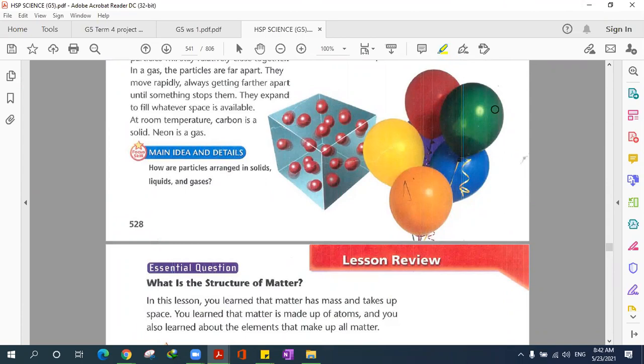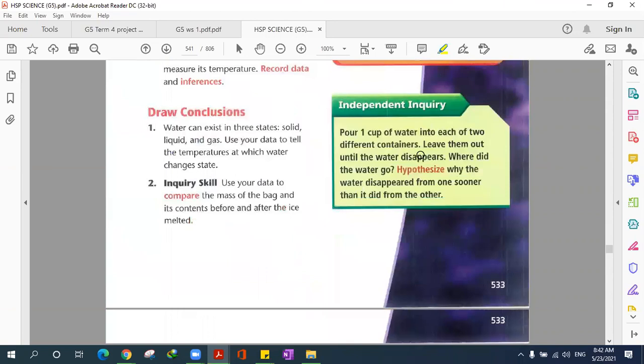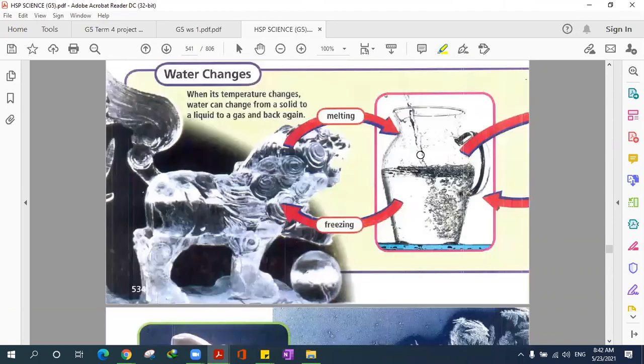Next time, we'll start a new lesson talking about physical changes. I know you know this part. Physical changes are changes like melting and freezing. Do you think water vapor is not water? It's water, but it's changed. Water changes to steam, goes up in the sky, becomes water again, and will be rain. That's right.